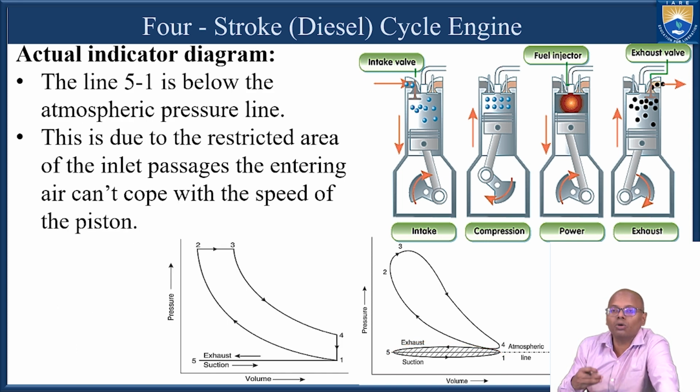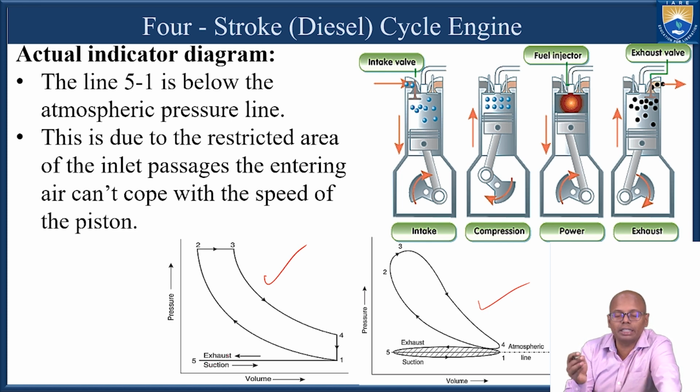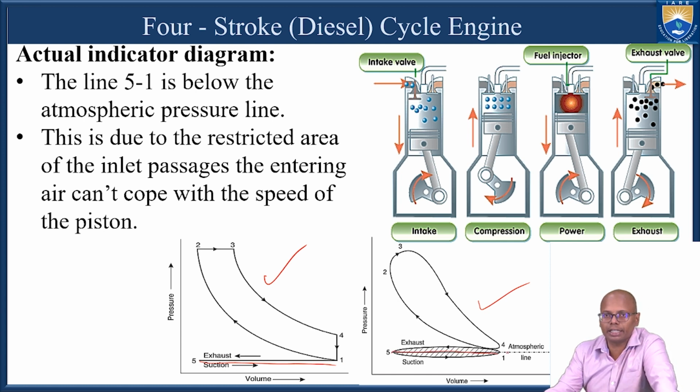Now how do the actual and ideal indicator diagrams look? This is the ideal indicator diagram and this is the actual indicator diagram. If you see, the wire drawing effects of the inlet valve and the exhaust valve cause some deviation between the ideal indicator diagram and the actual indicator diagram.